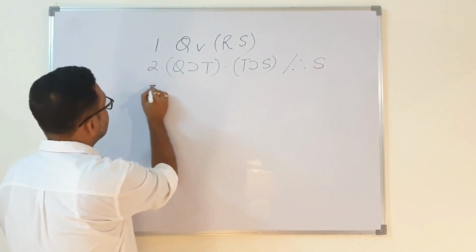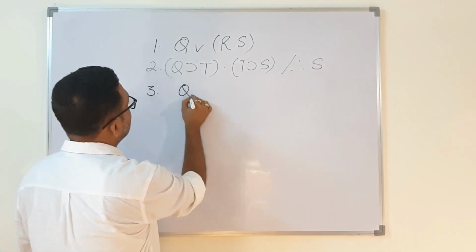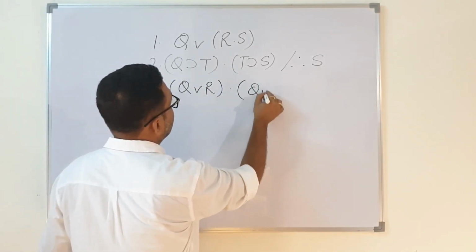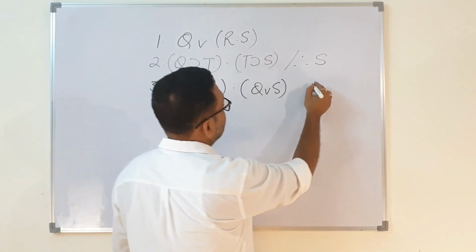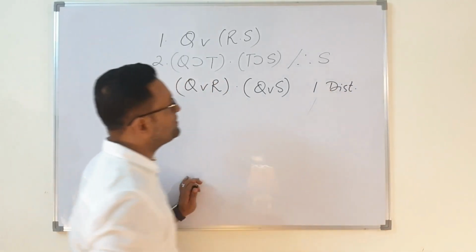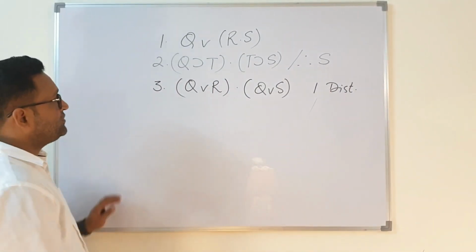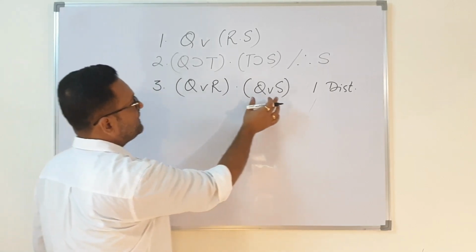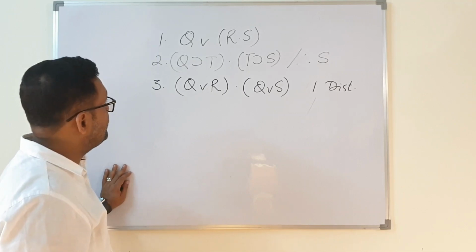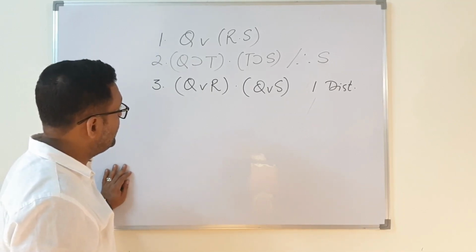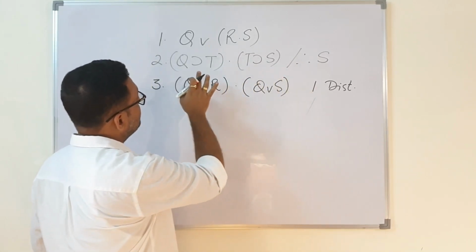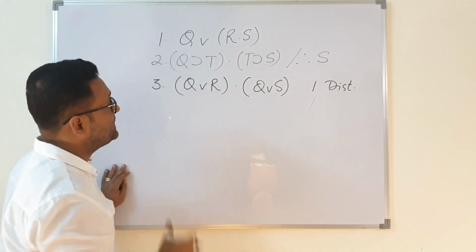If you see the first line, we will get Q wedge R dot Q wedge S. So we can say first distribution. So we have applied distribution on line number 1. Now you can see that we have a line with R, we have a line with S. Now what to do? We have a line with R and a line with S, and then we have a line with S here, and we have a line with T here.